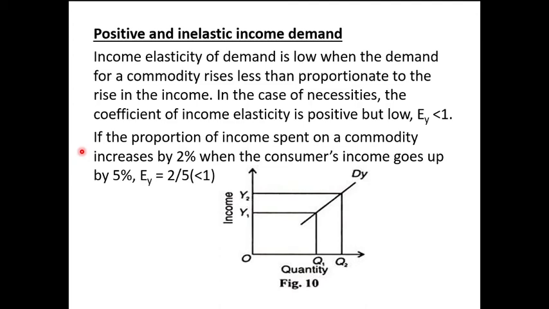Next, the second type is positive and inelastic income demand. So in this case, percentage change in his income, percentage change in the income of one consumer, maybe 5%, but the proportionate change in his quantity demand is 2%.